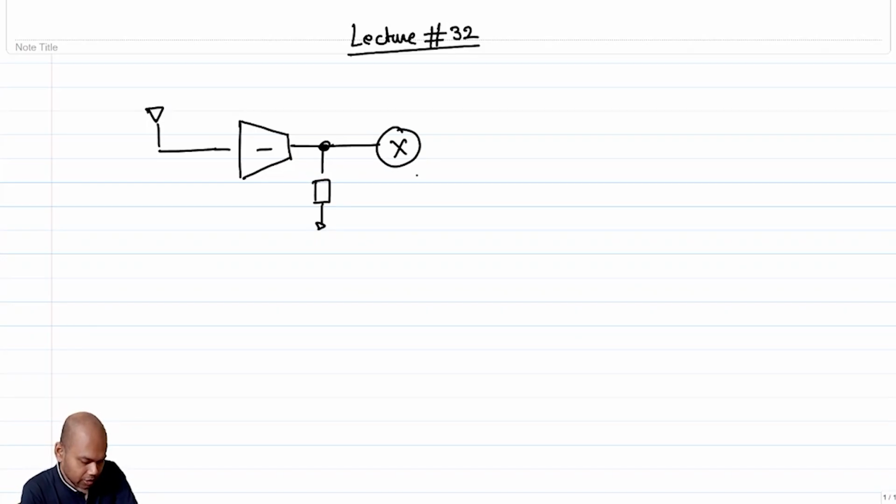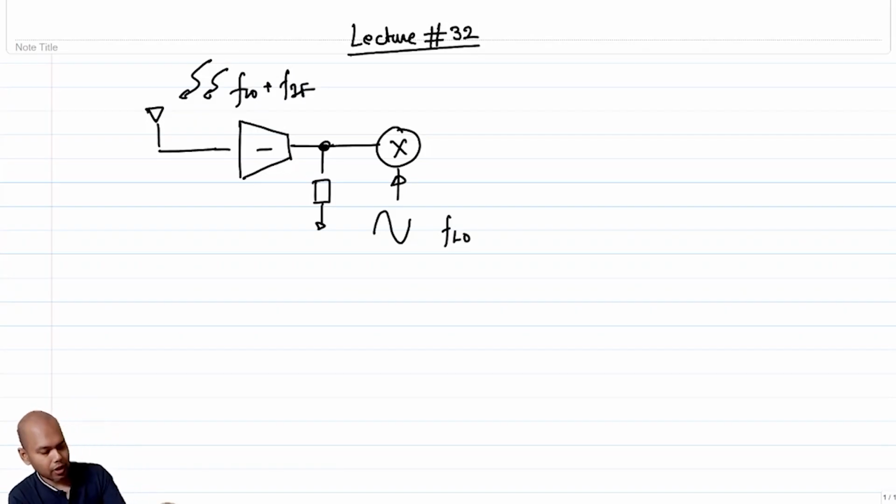So we need a mixer, and the mixer ideally should be a single tone mixer, right? Which means this ideally should be a sinusoid at the frequency of FLO, where FLO is the local oscillator frequency, right? Again, the assumption is that the input is at FLO plus FIF, where IF is the intermediate frequency. We are assuming we are dealing with a heterodyne receiver.